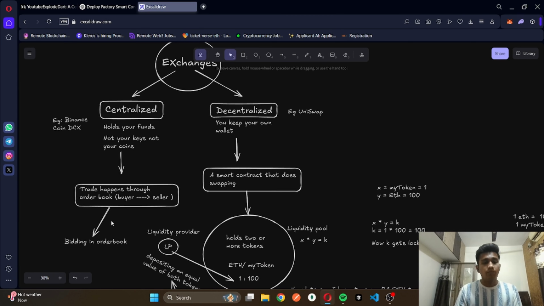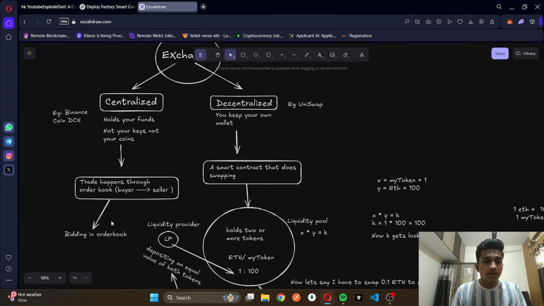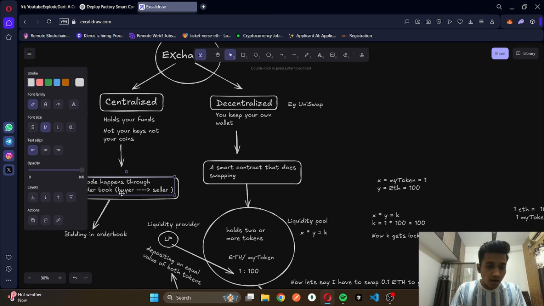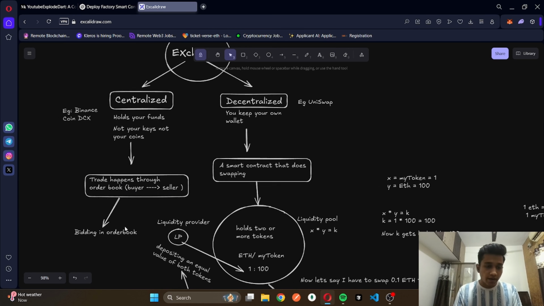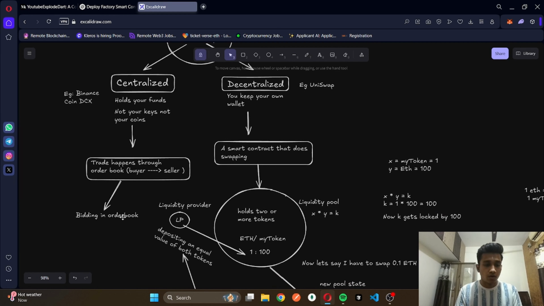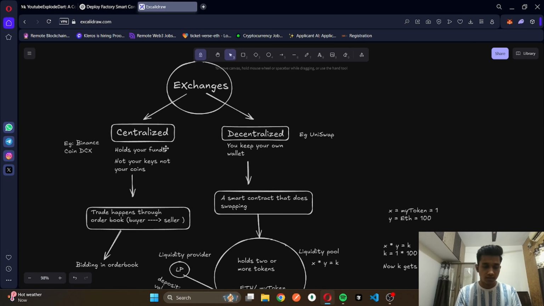And how does the price get determined in a centralized exchange, and how do buyers find sellers and sellers find buyers? It happens using bidding, or an order book, right? The buyers and sellers bid for it. Now, if we want to get deep into order books, I'll create a separate video for it. But the topic for today's video is decentralized exchange, right?